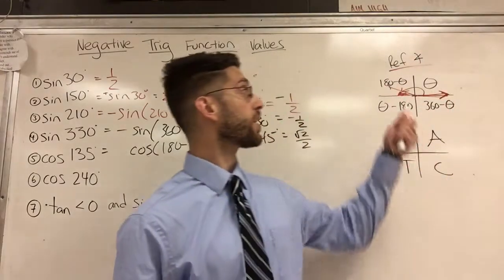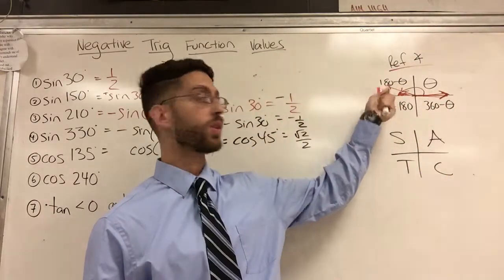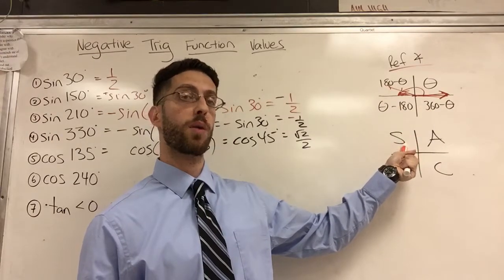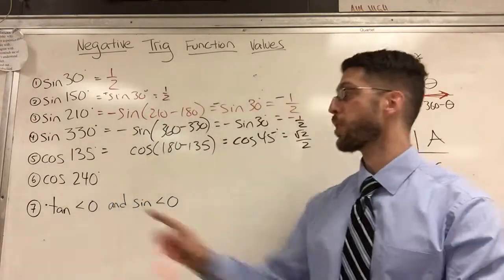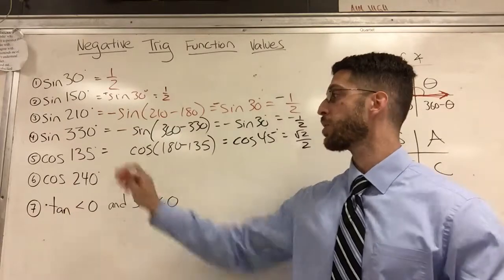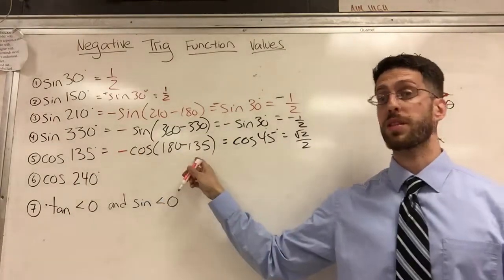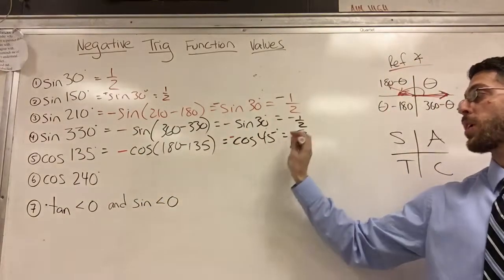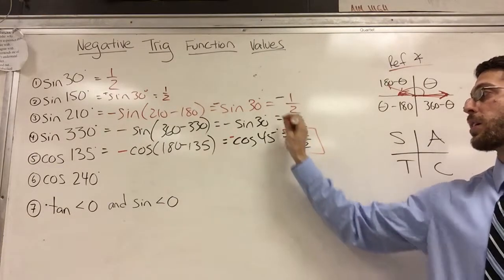Since it's a 2nd quadrant angle, only the sine is coming out positive, which means the cosine will be negative. So I'd be expecting the negative answer to this, which means my answer comes out negative.